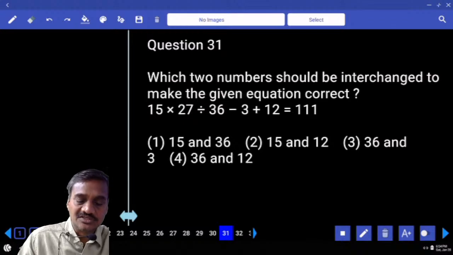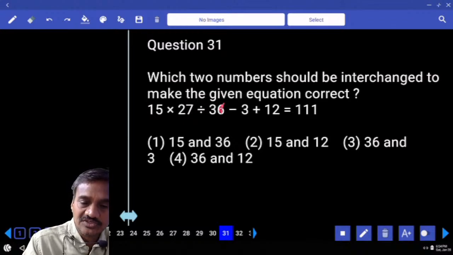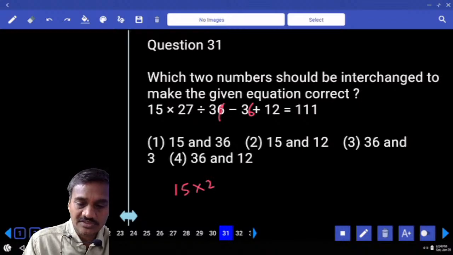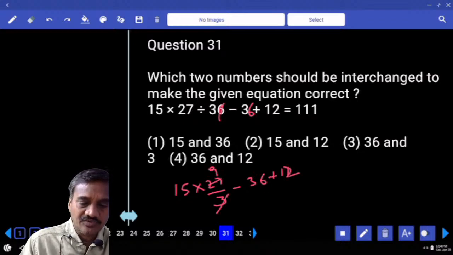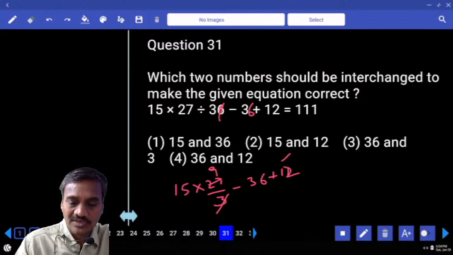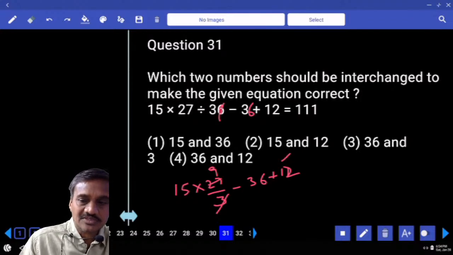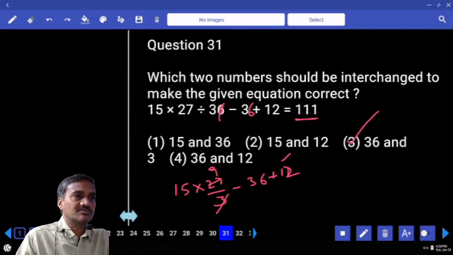Then 36 and 3. Now 36 and 3, this is 3 and this is 36. Now 15 into 27 divided by 3 minus 36 plus 12 plus 12. Now 3 1s, 3 9s. 15 into 9, 135. 135 plus 12, 147. Minus 36, 111. Then what is your answer? Choice 3, question number 31.